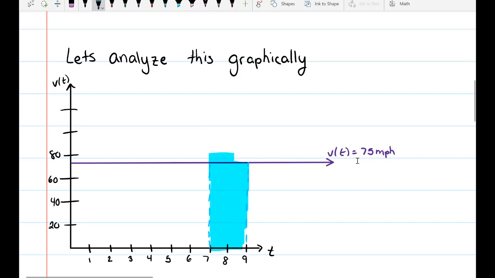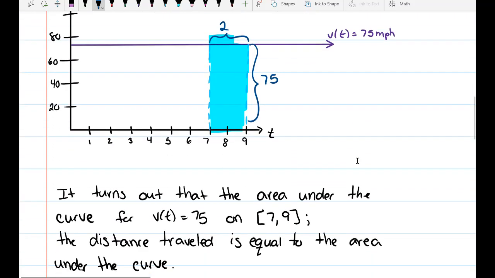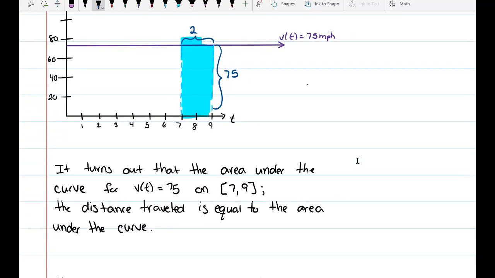the distance underneath the curve is then going to be the area of this rectangle. If we look at this distance right here, which is 2, and this distance right here, which is 75, it turns out that the area underneath the curve is equal to the distance traveled. So if you take 2 times 75, you get 150. So if you take the area underneath the velocity curve, bounded by the x-axis, you're going to get the total distance traveled. That's pretty easy.